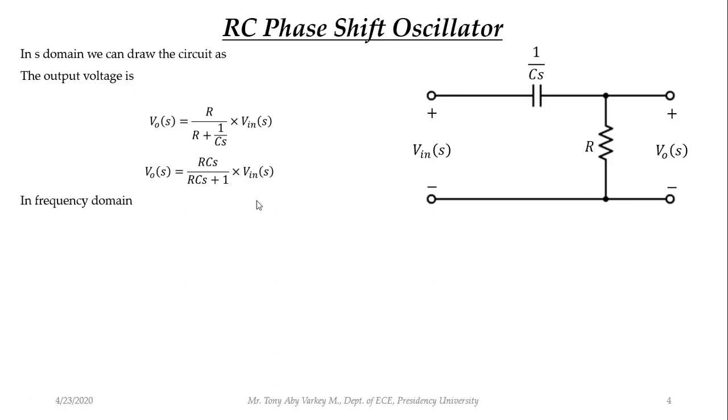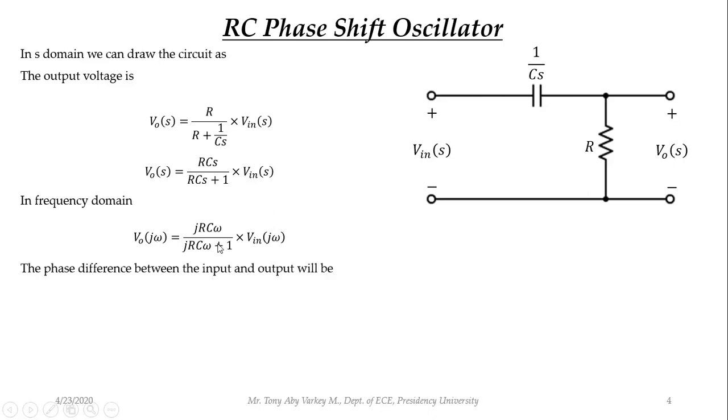So in the frequency domain, S can be replaced with j omega. The output V output of j omega will be equal to RC j omega divided by j RC omega plus 1 into V in of j omega. Clear? I am just replacing S with j omega. Now from this equation, I can find the phase difference between the input and output. So what will be the phase difference between the input and output?